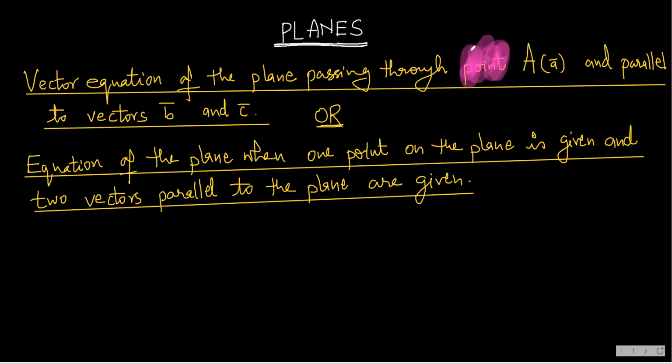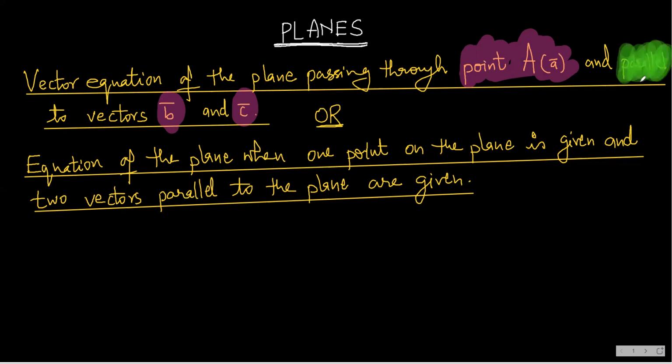A, whose position vector is A bar, and parallel to vectors B bar and C bar. So what I understand is that I'm given one point on the plane and I'm given two vectors parallel to the plane.